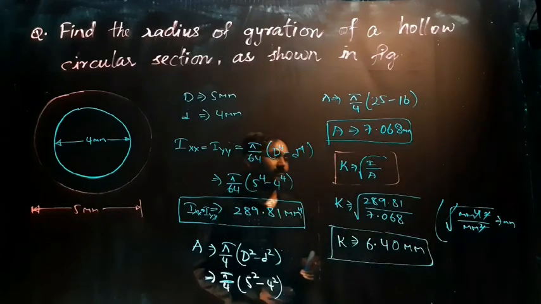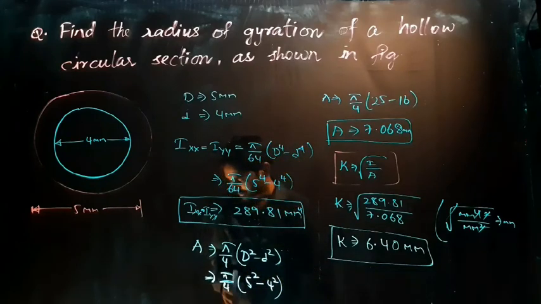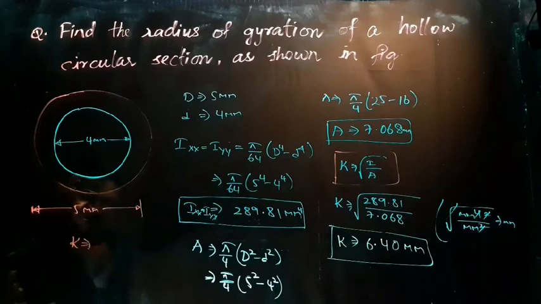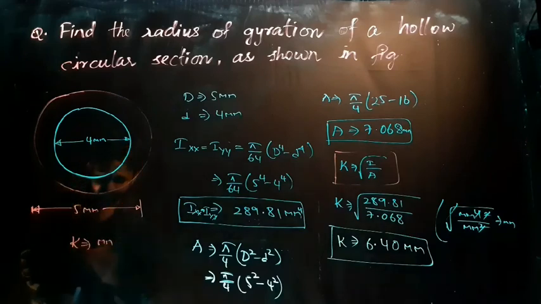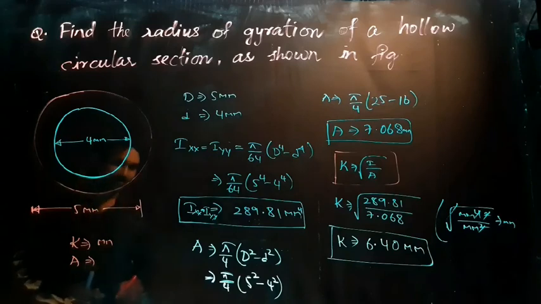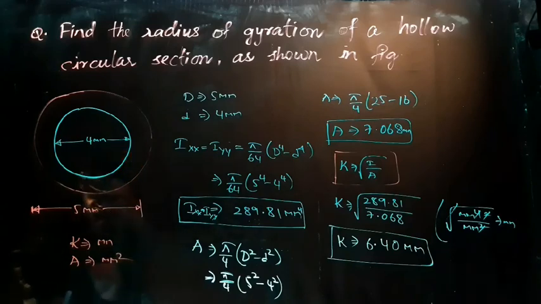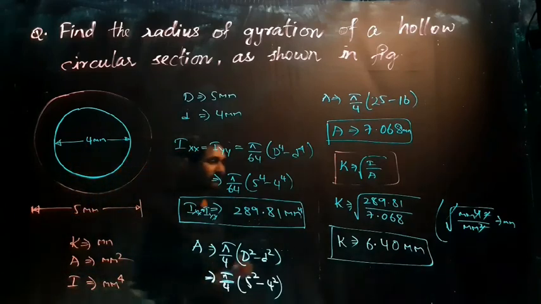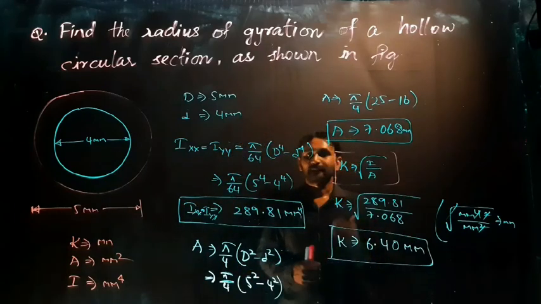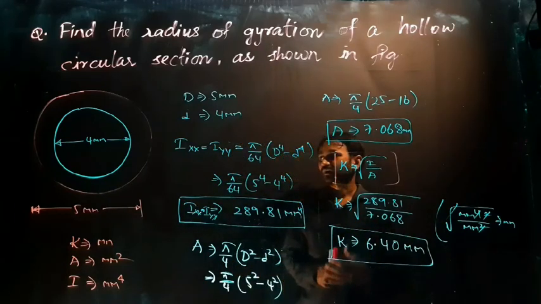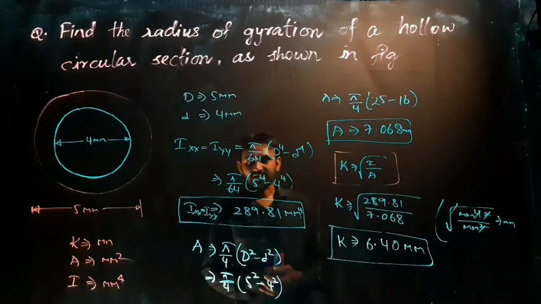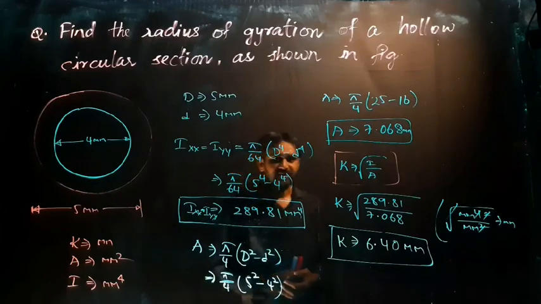6.40 mm. So I'm telling you, for radius of gyration, for k the units will be mm. For area the units will be mm square. For moment of inertia the units will be mm to the power of 4. Okay, remember the units because units will also play a major role. So this is how we calculate the problem of radius of gyration. Remember the formula, radius of gyration k equal to root of I by A. Right?